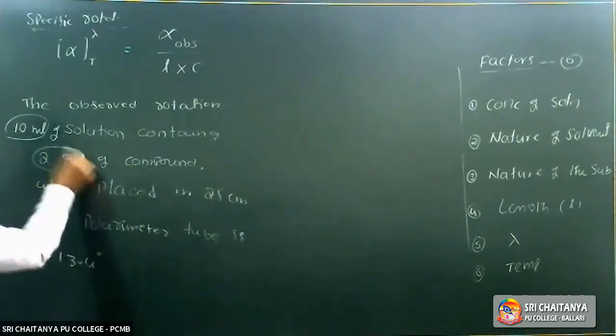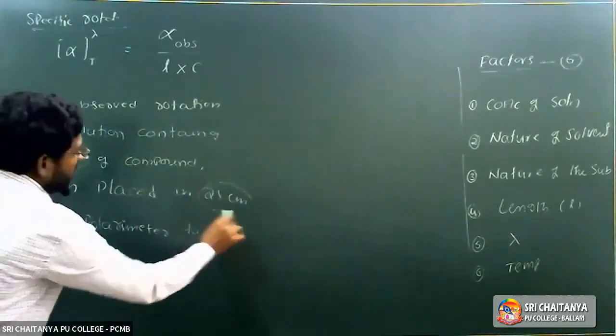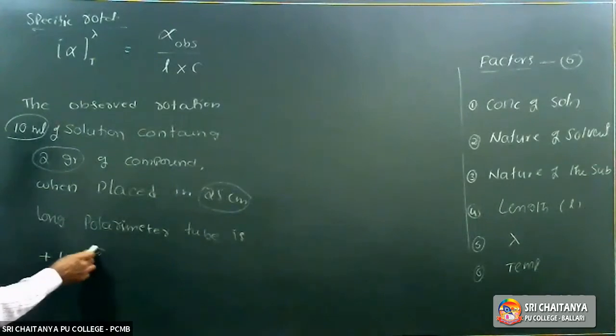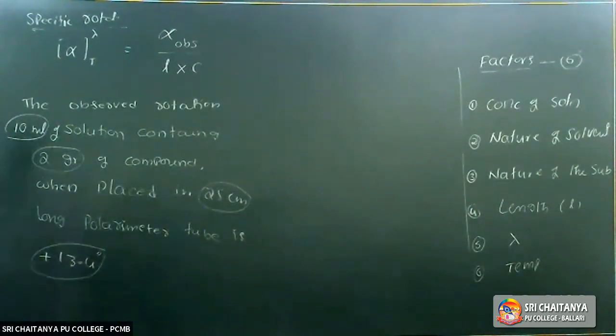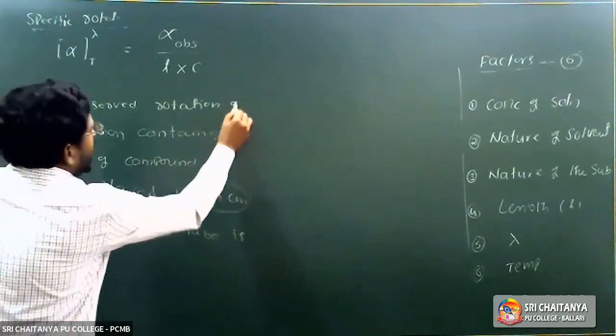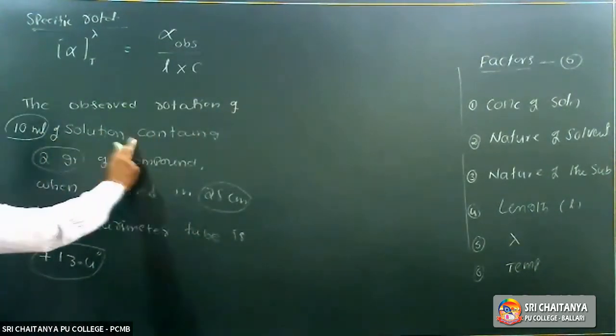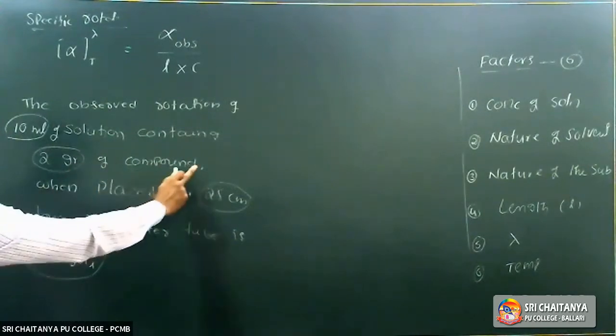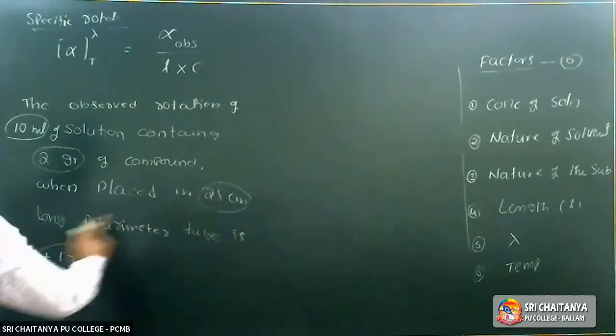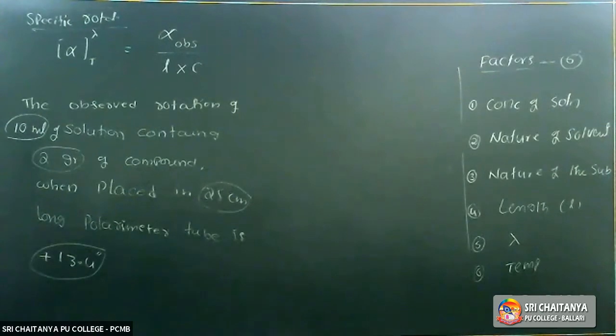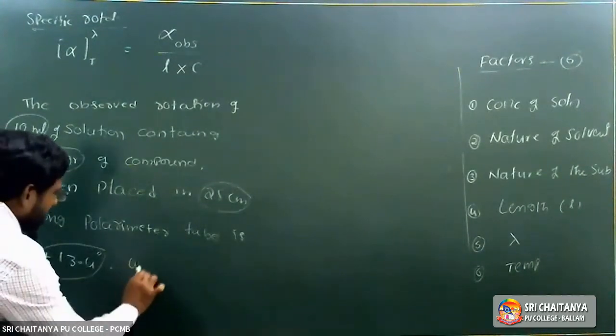Weight of substance 2 grams. Length of the tube is 25 centimeters. Observed rotation is 13.4. So the observed rotation of 10 ml of a solution containing 2 grams of compound, when placed in a 25 centimeter long polarimeter tube, is 13.4. What is the specific rotation of the compound?